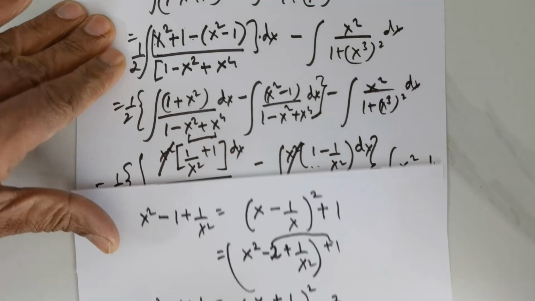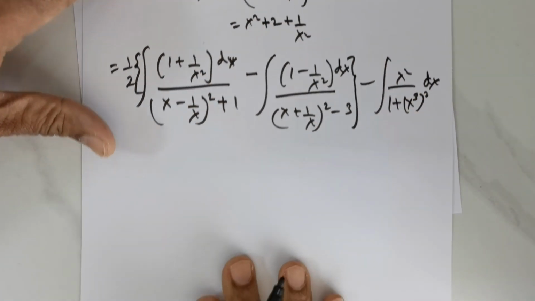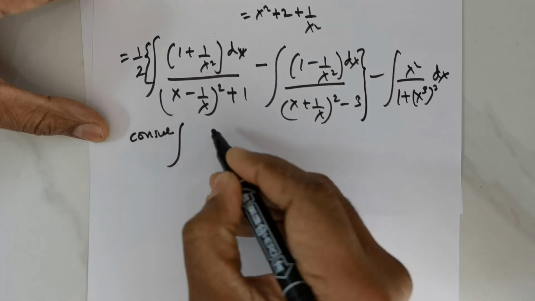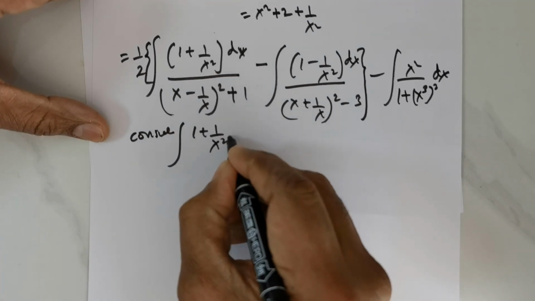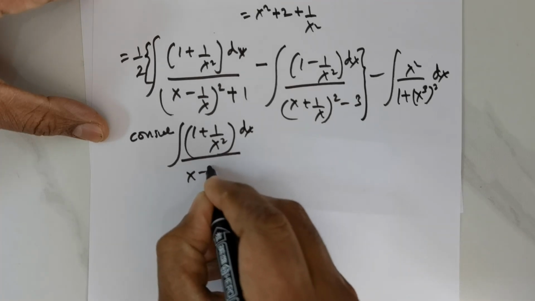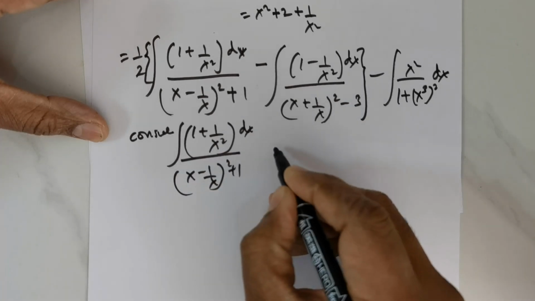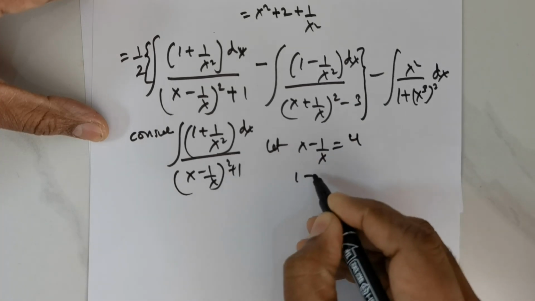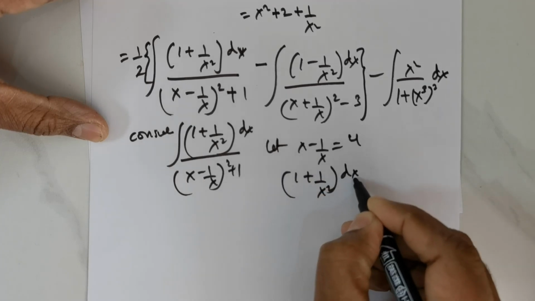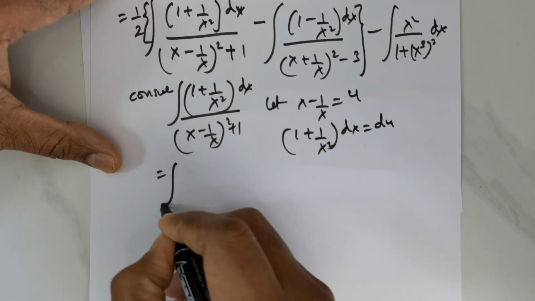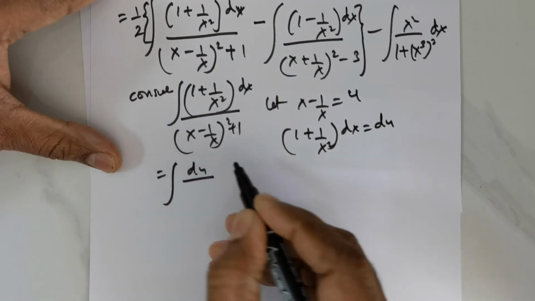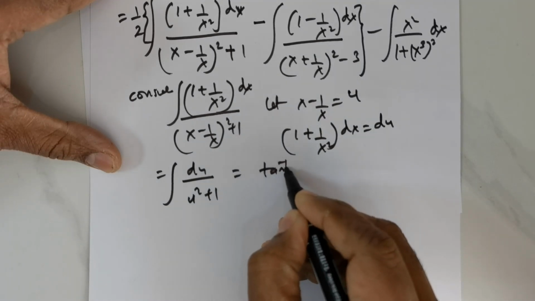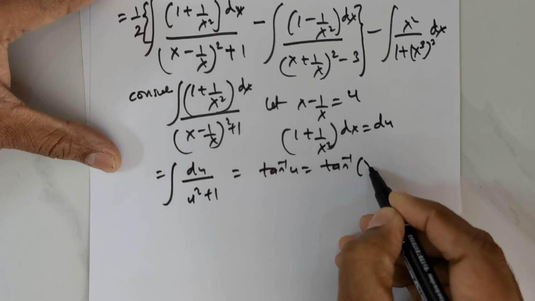Okay, so let me place that parenthesis. Now if you consider this, I'm going to consider the integral of (1 + 1/x²) dx divided by (x − 1/x)² + 1. Let me take x − 1/x to be equal to some u. I get (1 + 1/x²) dx is equal to du. You substitute that. This is equal to the integral of du divided by u² + 1. What is this? This is tan inverse of u, which is nothing but tan inverse of (x − 1/x).